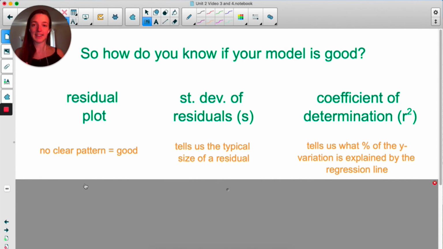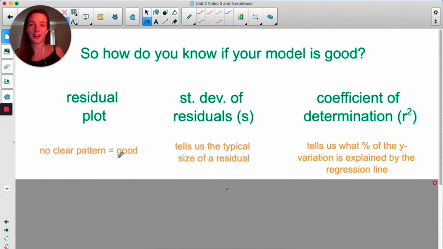You can use the standard deviation of the residuals to tell you the typical size of the residual. You want the residuals to be fairly small, so a large standard deviation of the residuals is probably not that good. And you can use the coefficient of determination, which is r squared. Once again, that tells us what percent of the y variation is explained by the regression line. You want r squared to be large. You want to be able to say, look at my line, 90% of the variation in y is explained by the line. It is so good at predicting y values. So you want S to be small, you want r squared to be large, you want the residual plot to show no clear pattern.